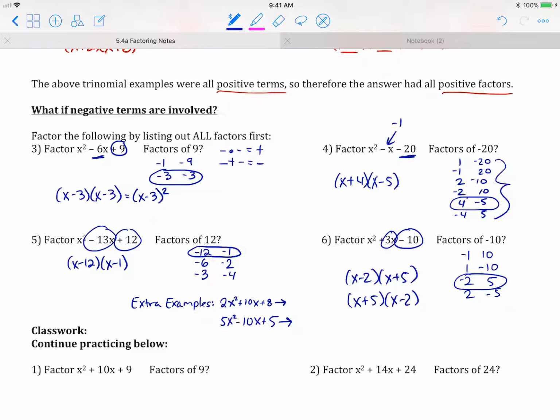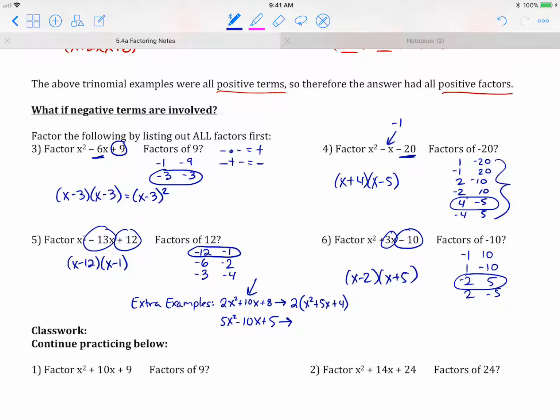All right, just a few extra examples to help you with the homework assignment. Right here, these are exactly what we just did, except they also have a GCF. So first I'm going to factor out the GCF. Looking at the problem, they're all divisible by 2, so I'm going to go ahead and factor a 2 out. If I divide every one of those terms by 2, I'd be left with x squared, 5x, and 4.